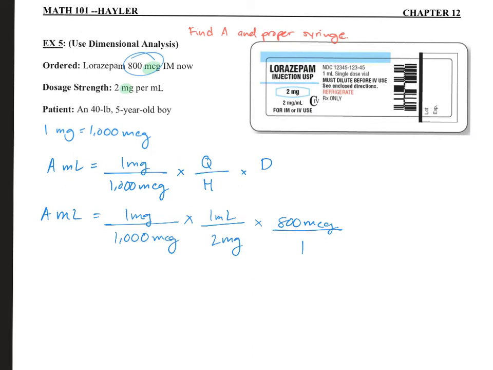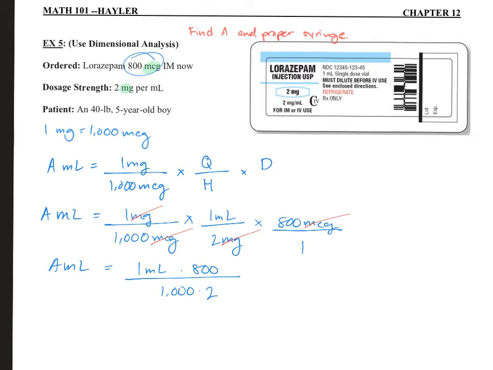All right, then we can go ahead and cancel out some of our units. So the milligrams will cancel, and the micrograms will cancel. And then let's multiply across. We have A milliliters equals 1 milliliter times 800 all over 1,000 times 2.